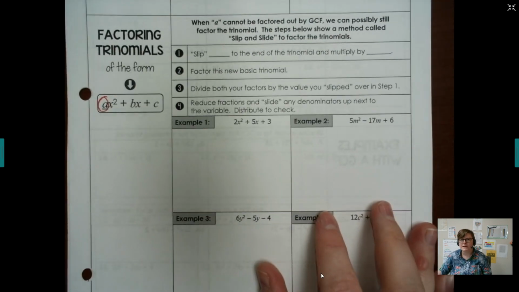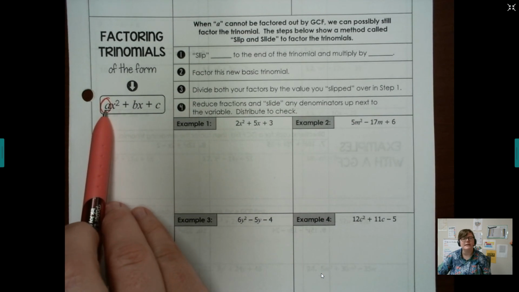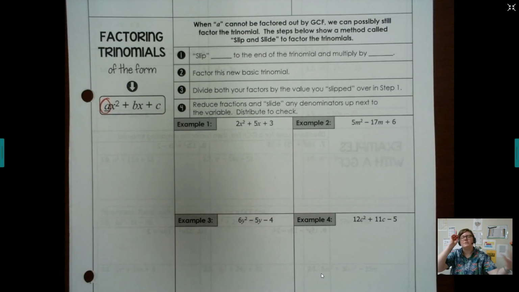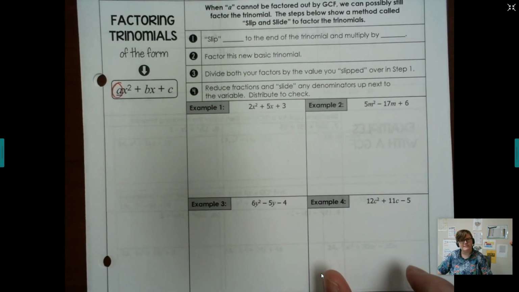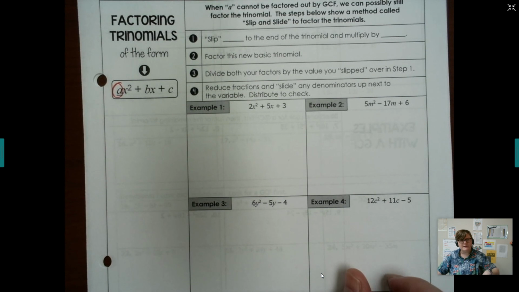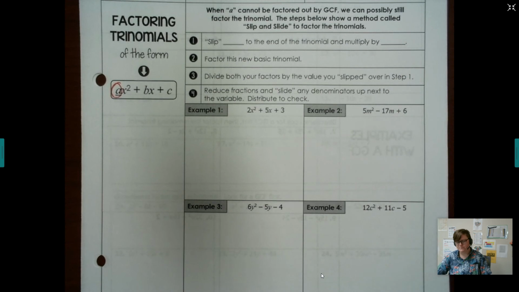So when we have a trinomial that has a leading coefficient a that is not 1, it can't be factored out by the GCF like we did at the end of the last page, right here. When we can't do that, we have to do something else. There's a lot of different ways that people do this. One of them is what's going to be done on these notes. I can also go over another way in class if that is preferred by people.